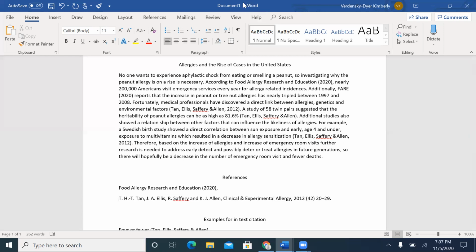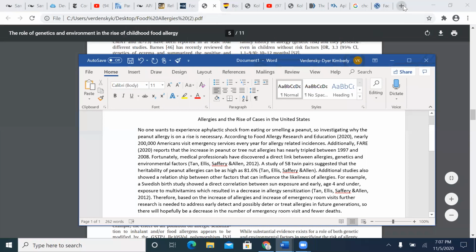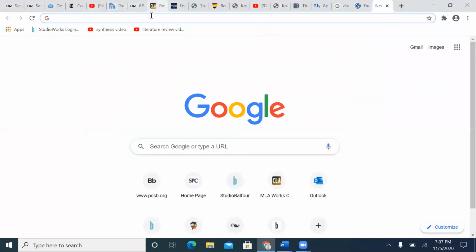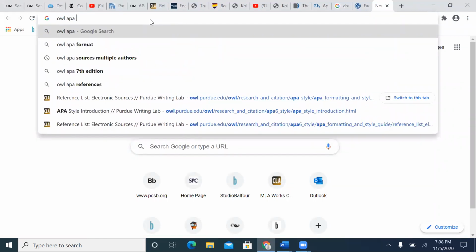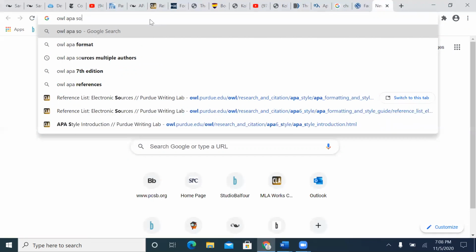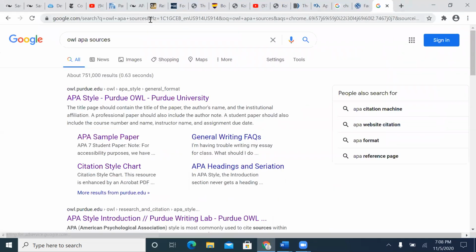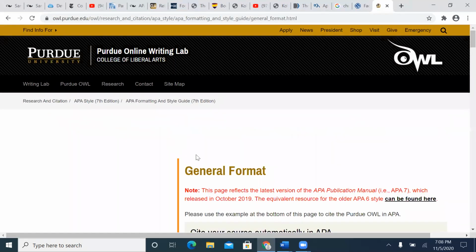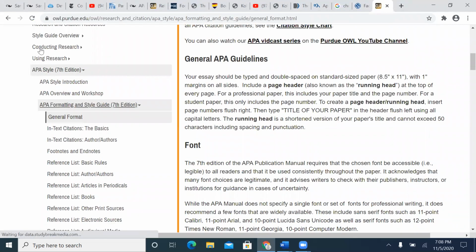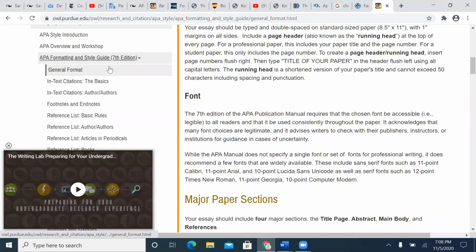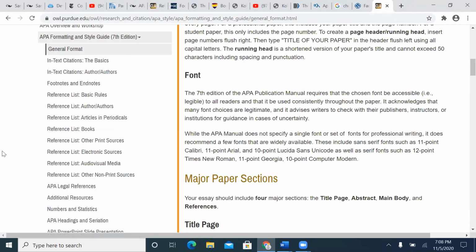And I'm going to go to OWL because OWL is one of those resources that is really easy to use. And if we just type in OWL and APA sources and do a web search, I'm going to go ahead and bring up the general format. I really like OWL because on the left-hand side, it gives you a nice table of contents to go directly to your sources. All right, so we're looking at an electronic source.